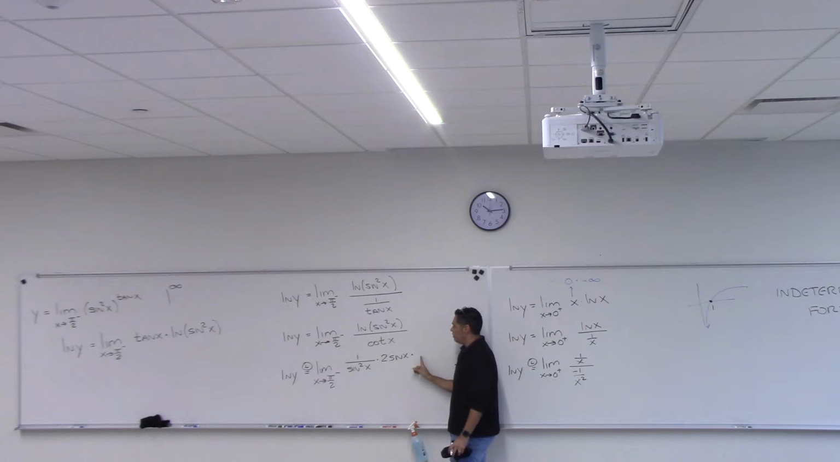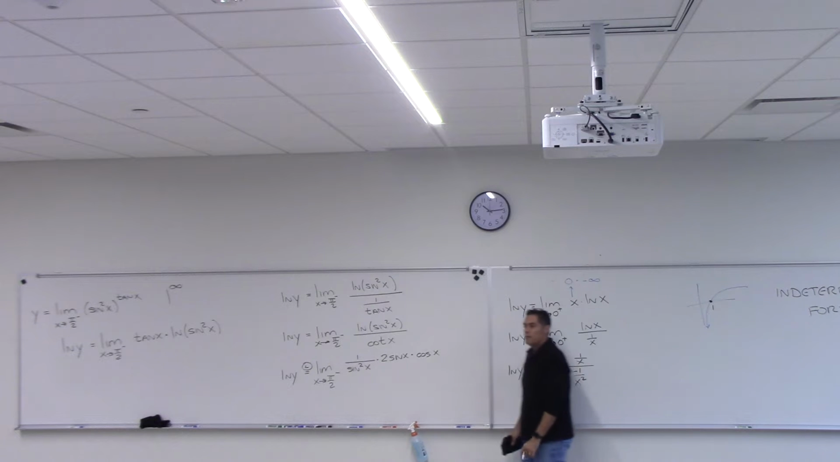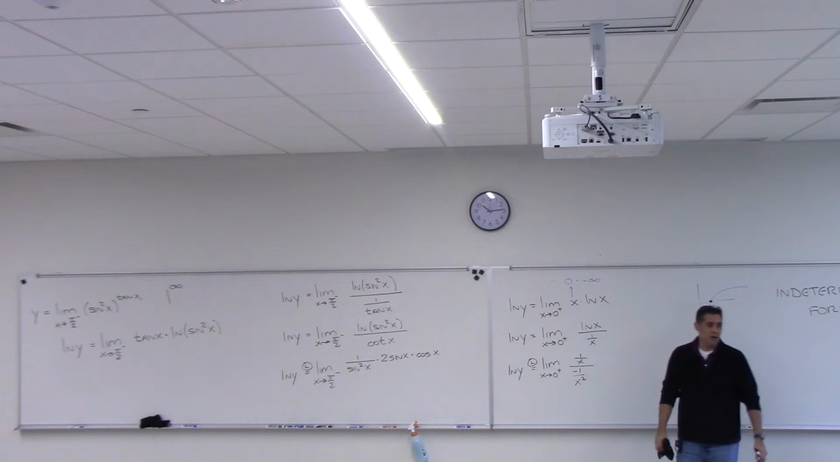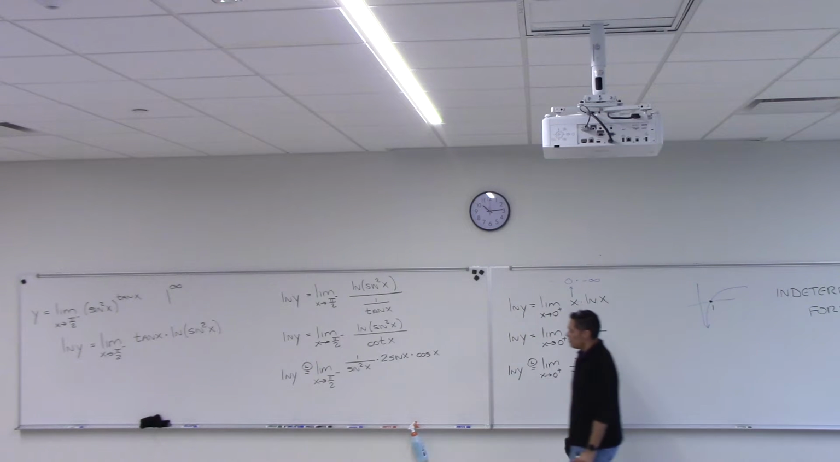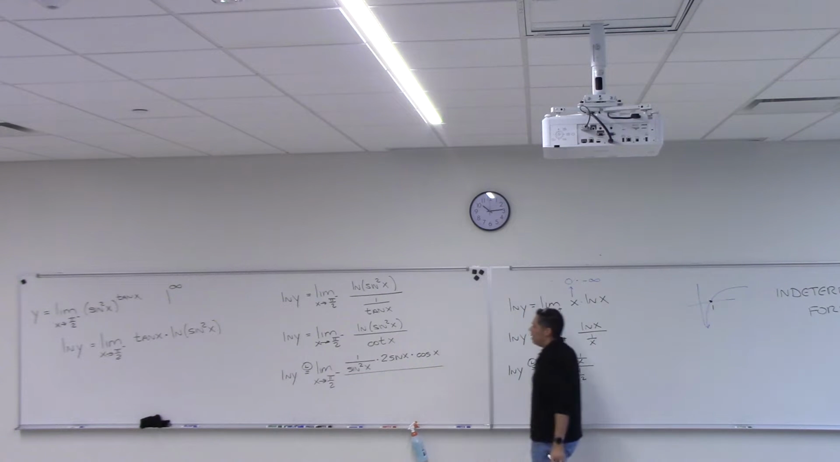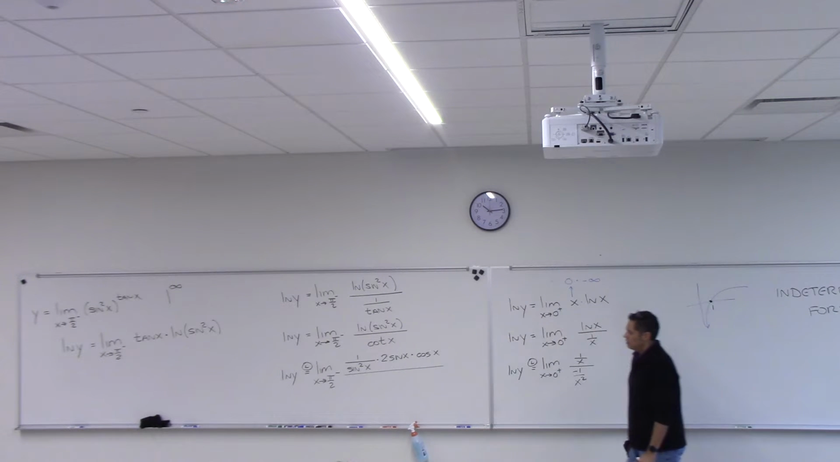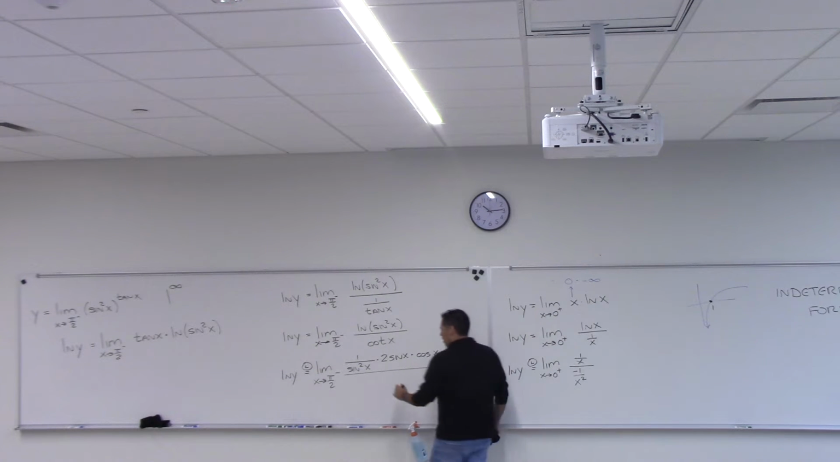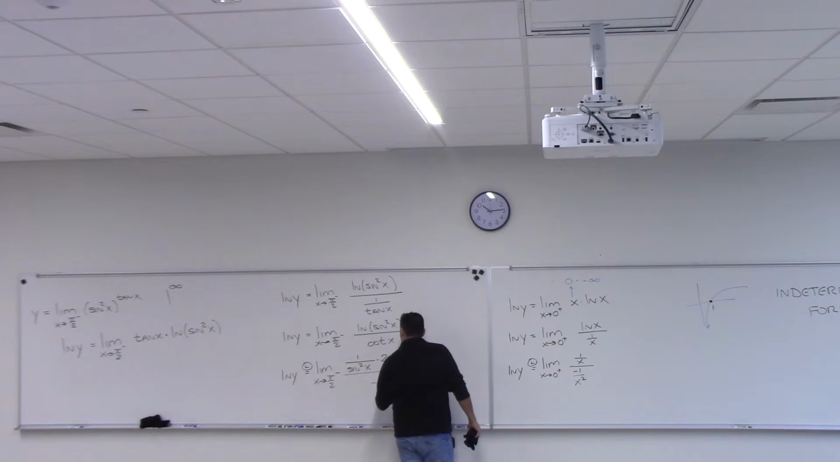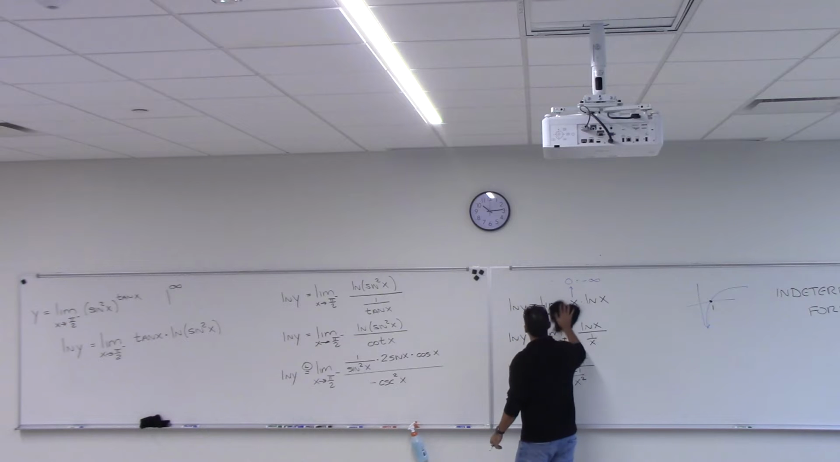What do I still need here? Cosine x. That's the derivative of the sine itself. So that's the derivative of the numerator, all over, okay, what's the derivative of cotangent x? Negative cosecant squared x. Negative cosecant squared x. And that's off your formula sheets.